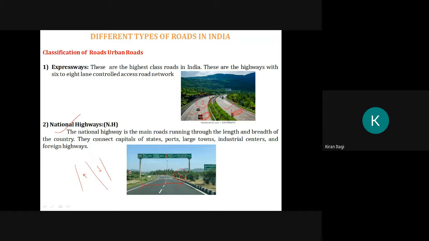Then we come to the national highway. The national highway is the main road, and remember the definitions. The national highway is the main road running through the length and width of the country. They connect the capitals of states, ports, or large towns, industrial centers, and foreign highways. Just remember, the national highway connects what? Capitals of different states.